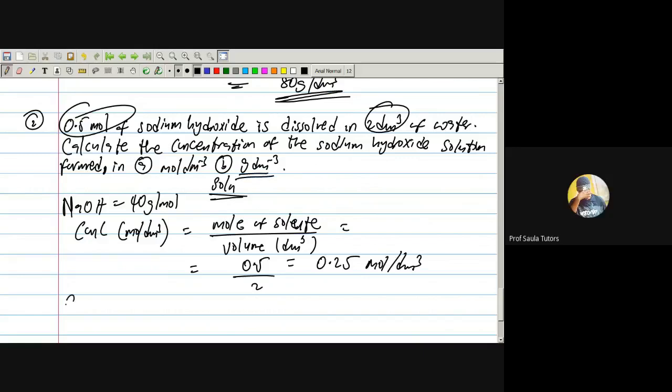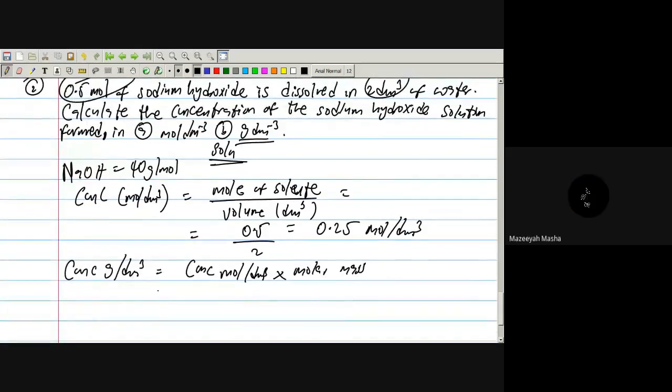Don't forget that concentration in gram per dm cubed is equal to concentration in mole per dm cubed times molar mass. So this will give me 0.25, the concentration in mole per dm cubed I've gotten already. Then times molar mass. What's my molar mass? 40. So 0.25 times 40 will give me 10 gram per dm cubed.